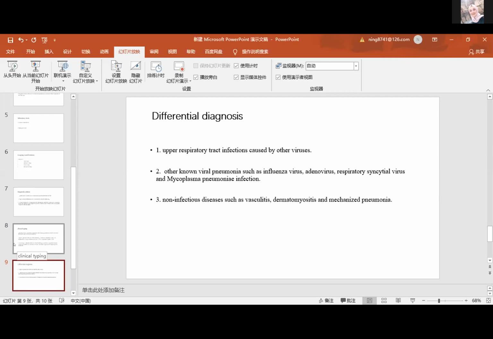Thirdly, it should also be differentiated from non-infectious diseases such as vasculitis, dermatomyositis, and organizing pneumonia. Okay, that's the overview of the clinical diagnosis points of COVID-19.